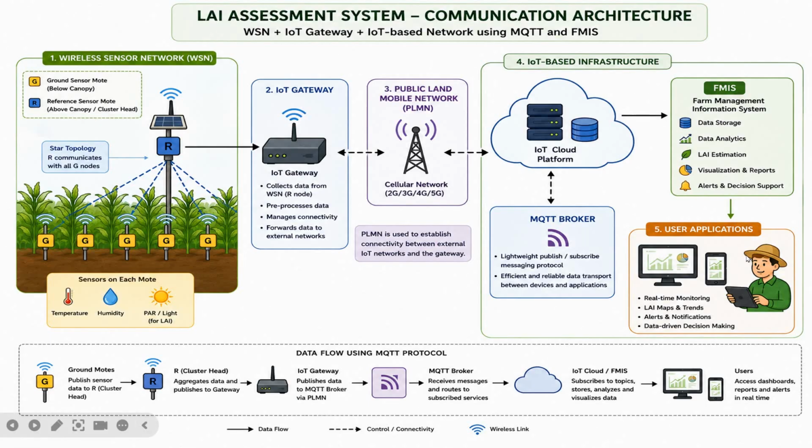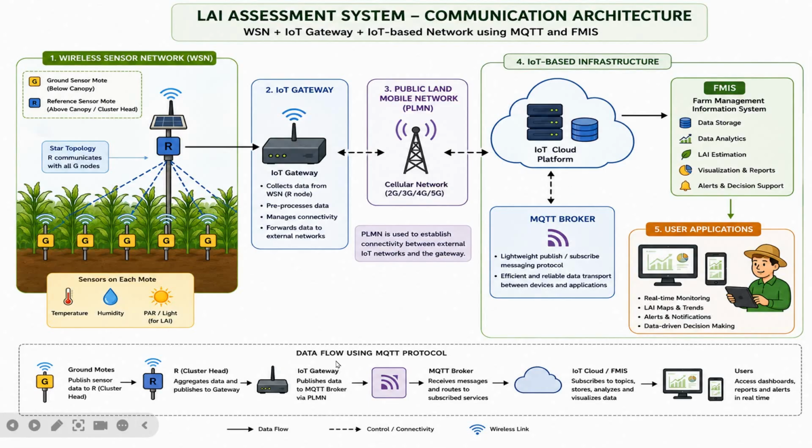Now finally, the processed information is delivered to the user applications including computers, tablets and smartphones. So the farmers and the researchers can access the dashboards showing real-time field conditions and the LAI trends, like alerts, notifications and analytical reports. Then here the communication architecture enables continuous monitoring, efficient data exchange and data-driven decision making, and ultimately improves the crop productivity and supports precision agricultural practices.